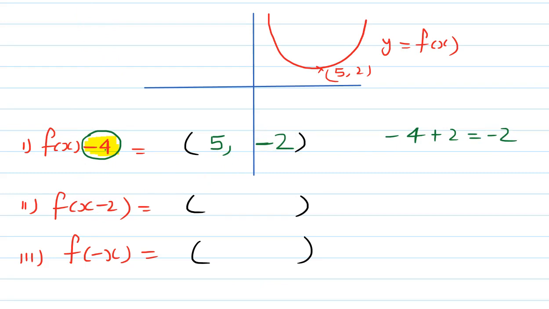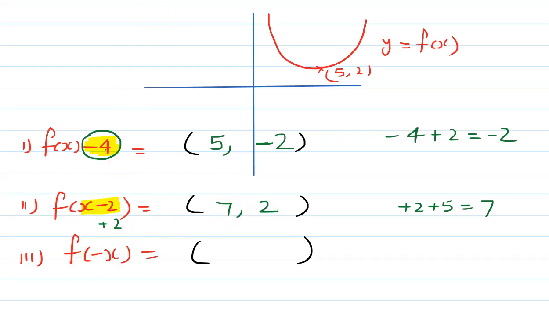Here f(x minus 2): it is inside the bracket. Inside the bracket, x changes, so it is minus 2, so it will be plus 2. Plus 2 is here and 5 is already there, so it will be 7, and y remains unchanged, so it will be (7, 2).